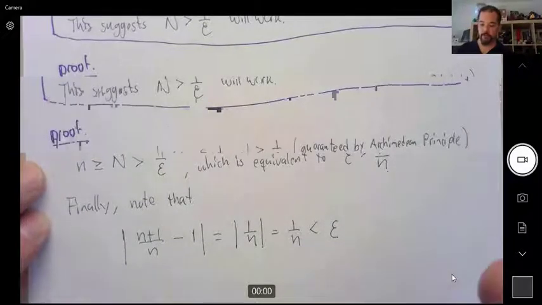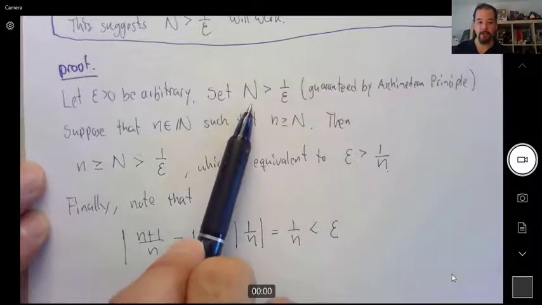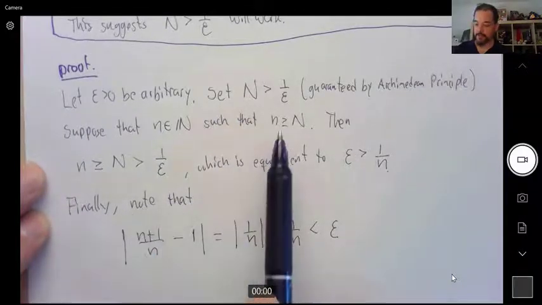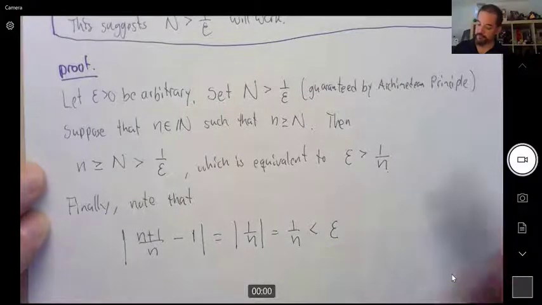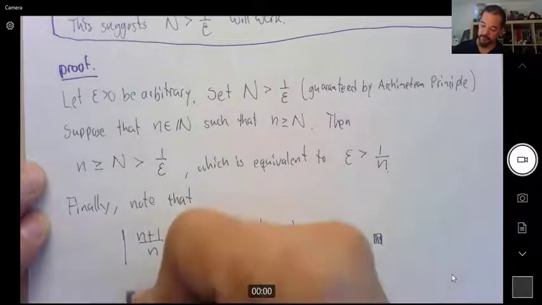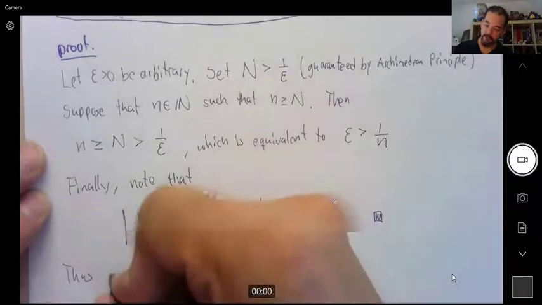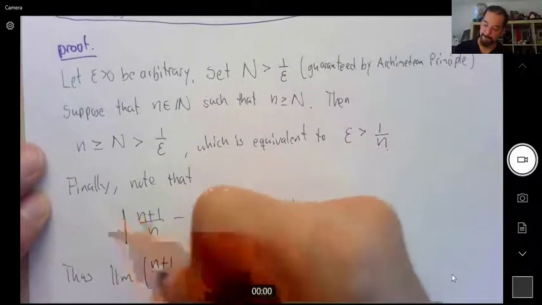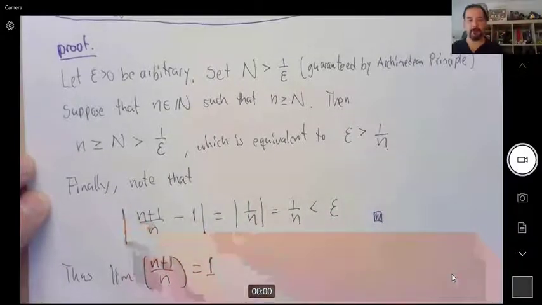Let's check that we're done. For an arbitrary epsilon, we found a capital N that makes it so that if little n is bigger than capital N, the difference of the element in the sequence minus the limit that we want is less than epsilon. Perfect, we are done. This precisely shows that the limit of n plus 1 over n is 1. So that sequence converges to 1.